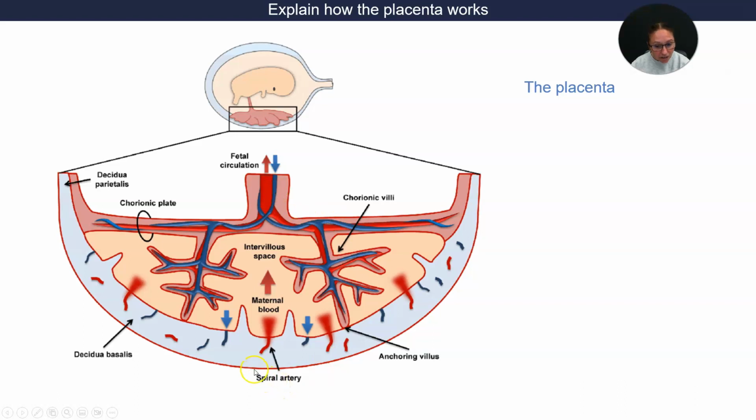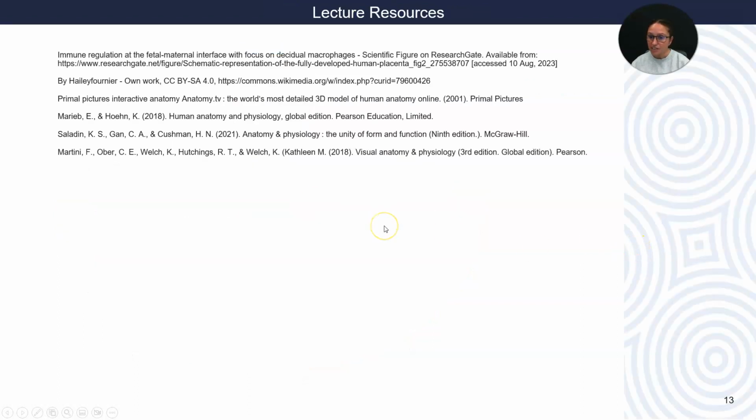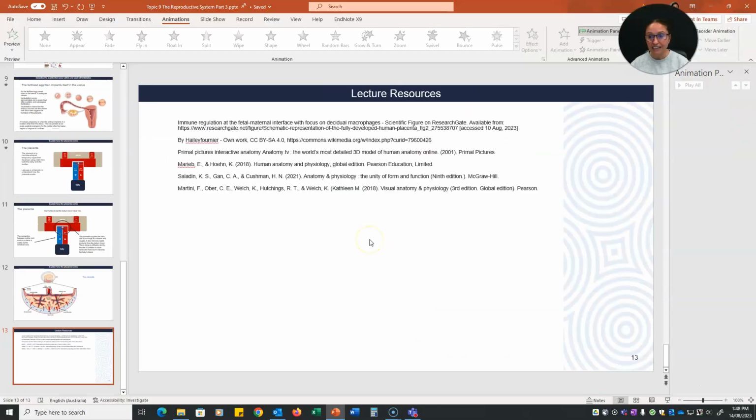Here is another picture of the placenta. As you can see, you've got mum's blood coming in, mum's blood coming out. So this is where the mum's blood is sitting. Here is the space. Okay, this is the space, and these are the blood vessels of the baby. Okay, blood coming out of the baby, and then blood coming back into the baby. And that's another picture. So I just want you to understand conceptually how the placenta works before looking at anything more complicated.